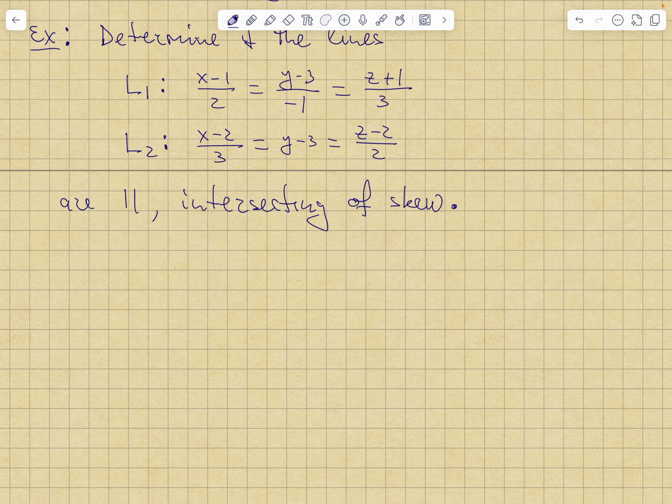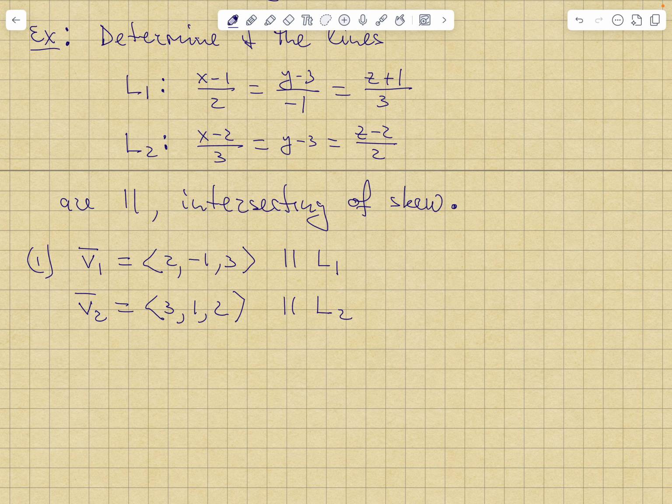So V1 with components 2, minus 1, 3 is parallel to L1. V2 with components 3, 1, 2 is parallel to L2. Clearly, V2 is not a scalar multiple of V1, right?